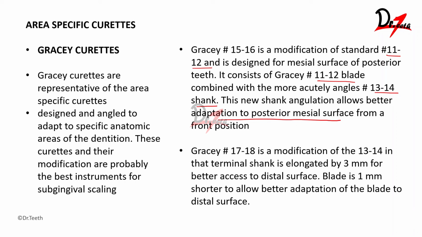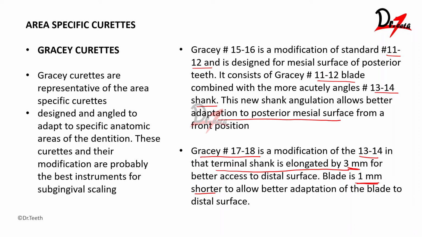Now coming on to Gracie 17 and 18, this is a modification of 13 and 14 in which the terminal shank is elongated by 3 mm and the blade is shortened by 1 mm. Again, this allows better adaptation of the blade to the distal surfaces of the posterior teeth.